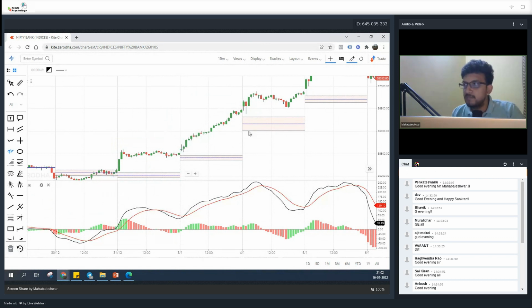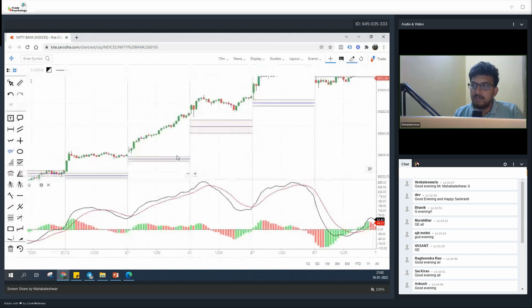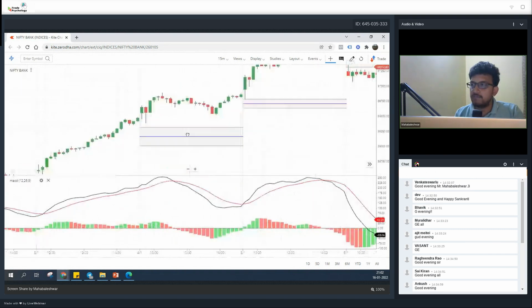So let's make it simple. If the open was higher from the previous day, it's usually going to be a trending day, and it was a narrow CPR, so it was a confirmation that there will be a lot of buying momentum. So next, let's take an example on 4th of January.